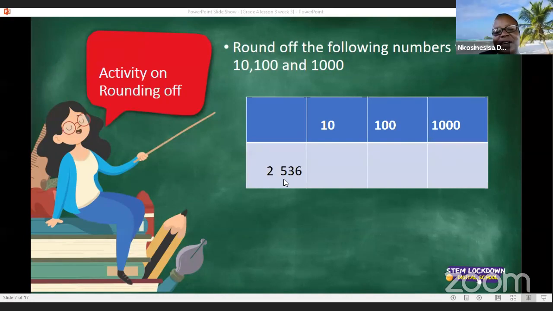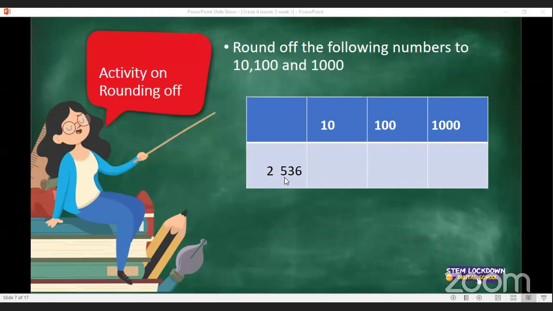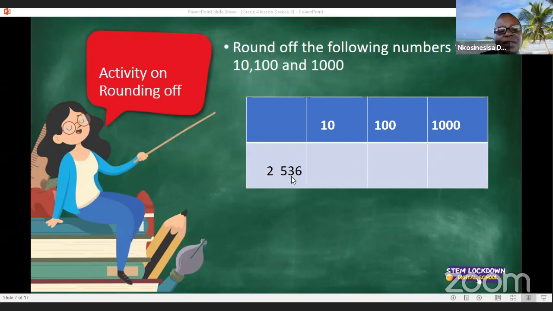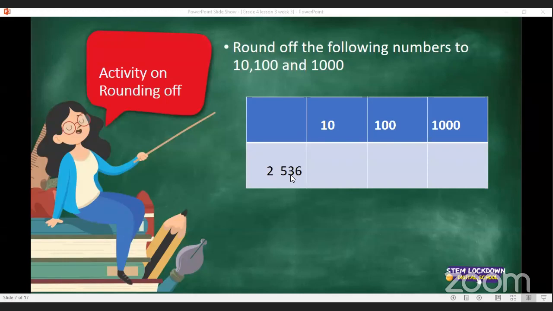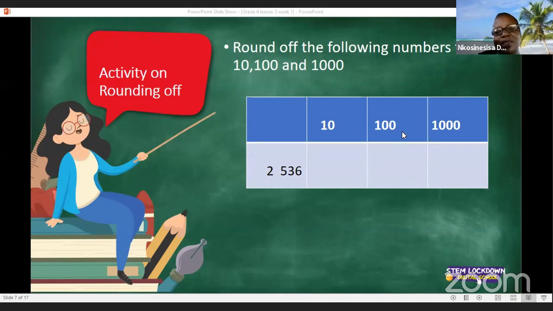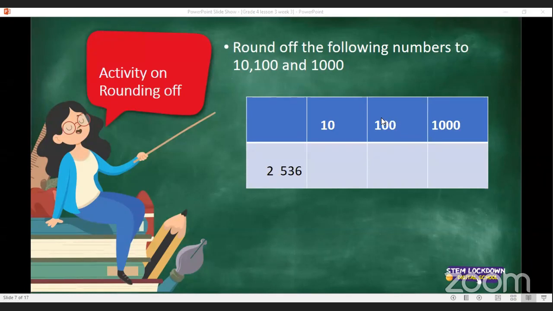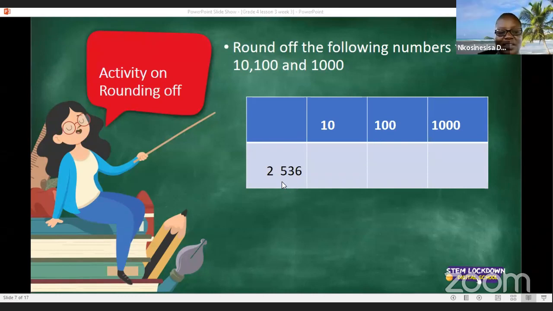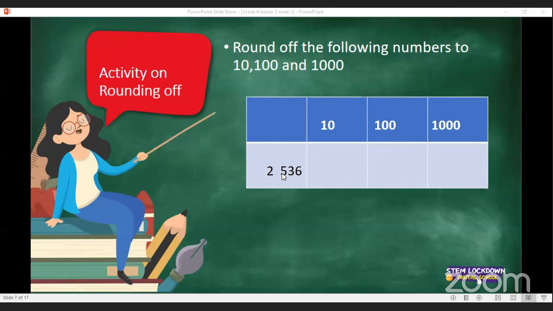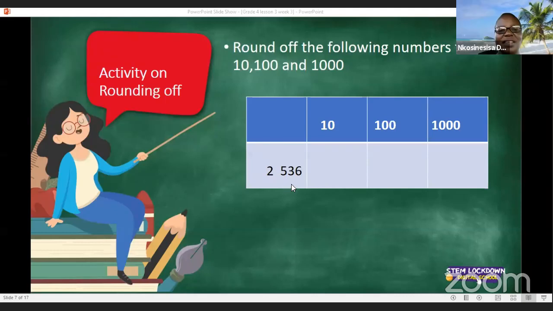The answer is right, but how did you get it? I look at the tens. Okay, what was the first thing that you did before you looked at the tens? What made you look at the tens? We are rounding off to the nearest what? To the nearest 100. Yes, and which ones are the hundreds here? 500. Yes, and then you looked at the tens. And then what did you say about the tens?